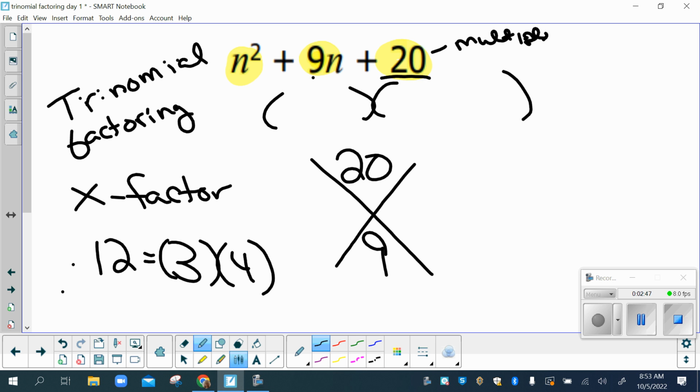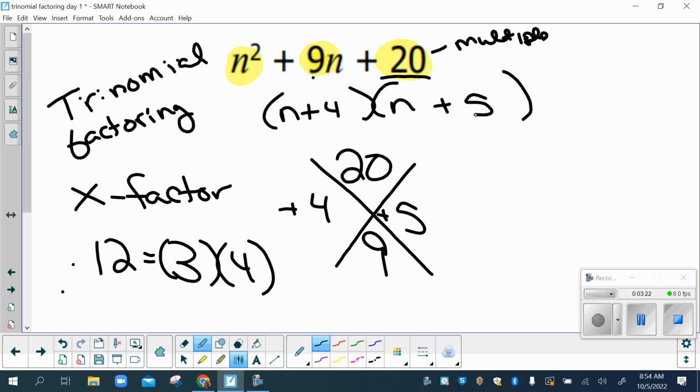So two numbers that multiply to be 20 and add to be 9 are 4 and 5. You got it. 4 and 5. And positive 4 times positive 5 makes 20, so these are both positive numbers. So watch what I'm going to write. n plus 4, n plus 5.